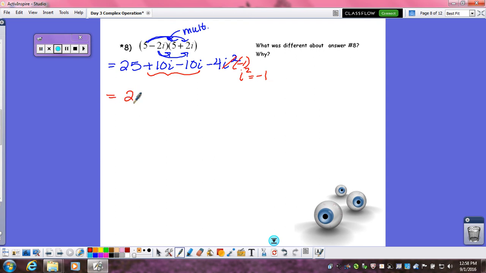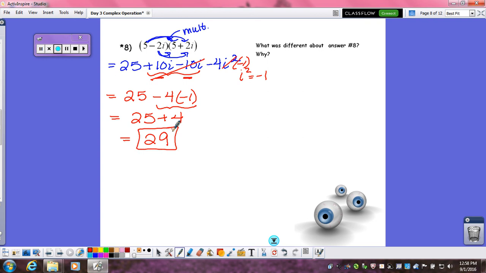So we will have 25. Our like terms, positive 10i, negative 10i, become a 0, so they go away. Minus 4 times a negative 1. So 25 plus 4 gives us 29.